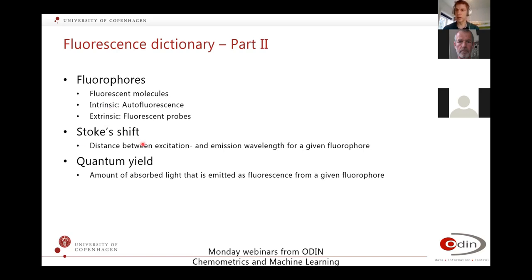Stokes shift, that's the difference between the excitation and emission maxima of one fluorophore. Then you have something called quantum yield, and that goes into how much fluorescence a specific molecule gives. And that is very dependent on the molecule, as it is with all spectroscopic techniques, but also like you have with all the chromatography as well, there's different affinity to the system. So how much signal you have.